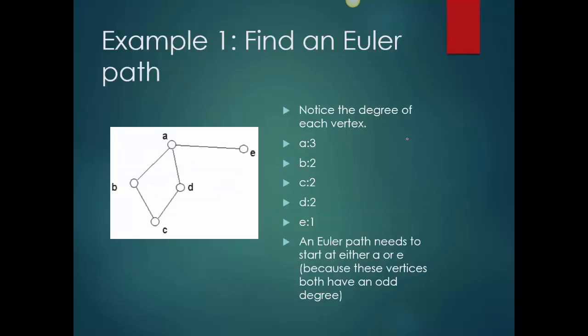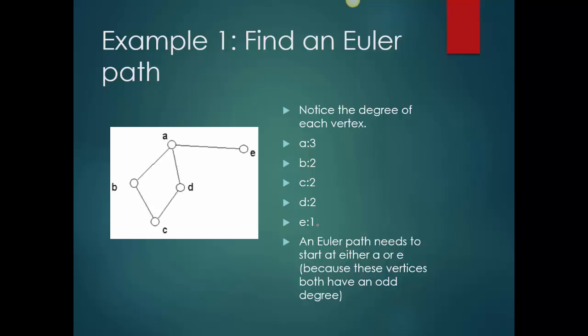So let's take some time and just look at Euler paths by themselves first, and then later we'll look at Euler circuits. So let's look at this graph, and I want to find an Euler path. First thing would be to break down the degree of each vertex. So I wrote them out for you. A is 3, B is 2, C is 2, D is 2, E is 1.